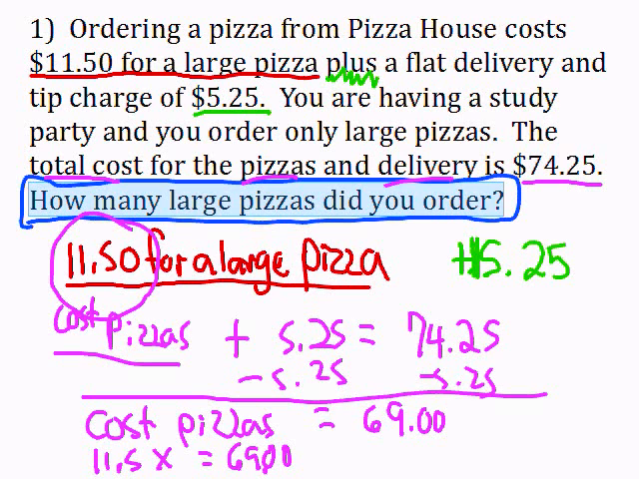To get X by itself, you divide both sides by 11.5. Use your calculator. You should end up with X is equal to a total of 6, or 6 pizzas total.